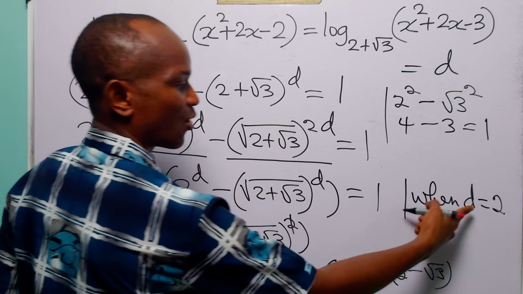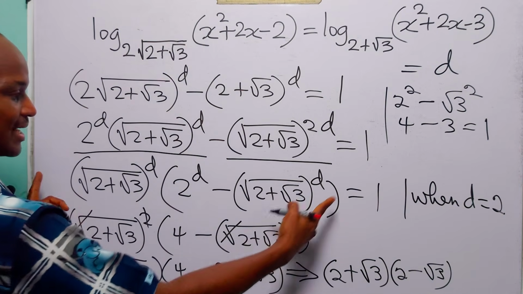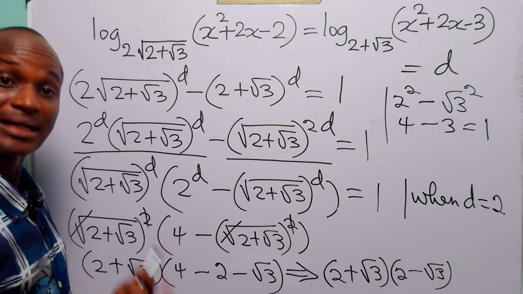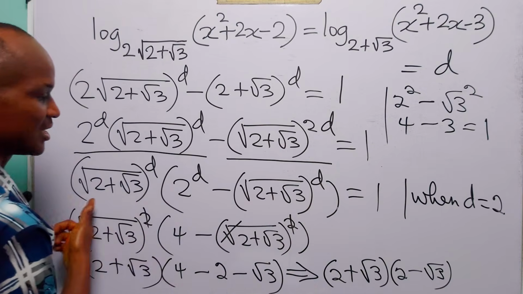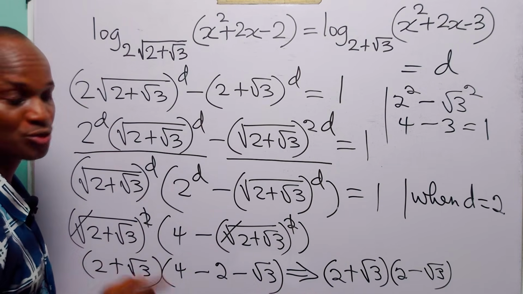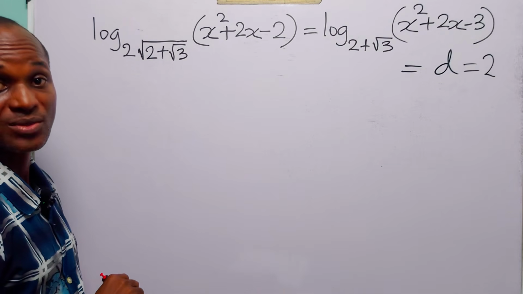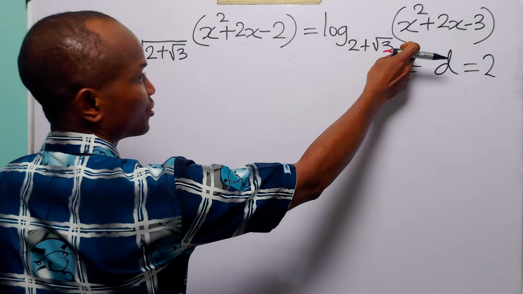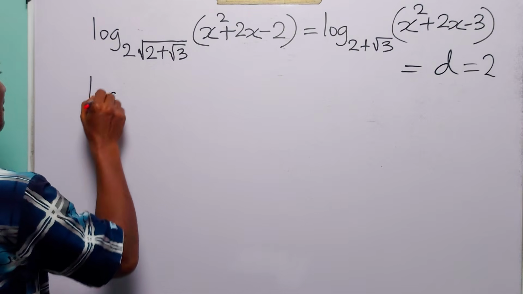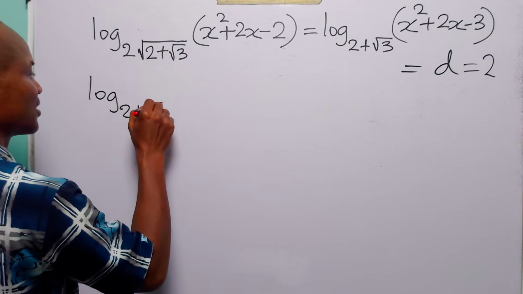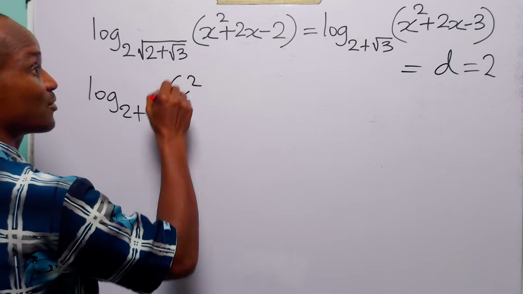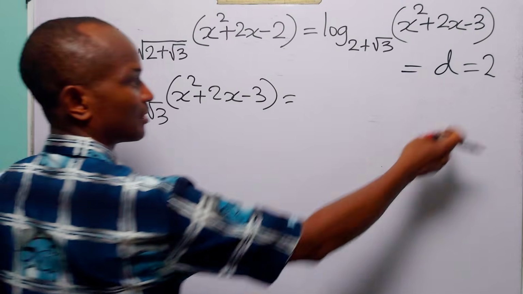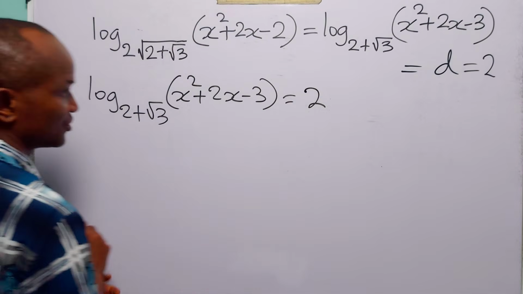So this simply means that when d is equal to 2, the left-hand side of this equation is equal to the right-hand side of the equation. That simply means that the solution to this equation is d equal to 2. And now that we have found the value of d, let us go back to the original equation. From the second substitution, we have that log to base 2 plus root 3 of x squared plus 2x minus 3 is equal to d. But of course, d is equal to 2.